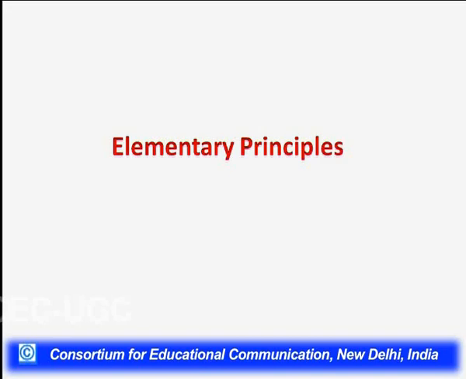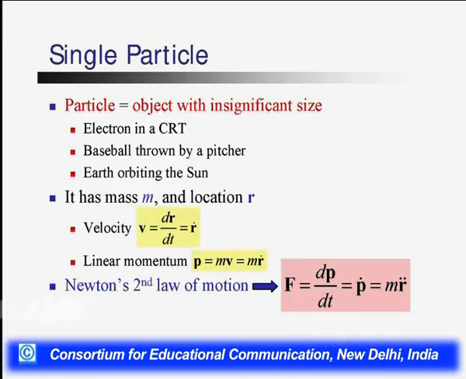We start with the elementary principles behind classical mechanics. First we discuss the single particle. An object with insignificant size is defined as a particle. Electrons in a CRT tube, for example. What is a particle? An object with insignificant size, and examples are an electron in a CRT, a baseball thrown by a pitcher, the earth orbiting the sun. Those are examples of a single particle.